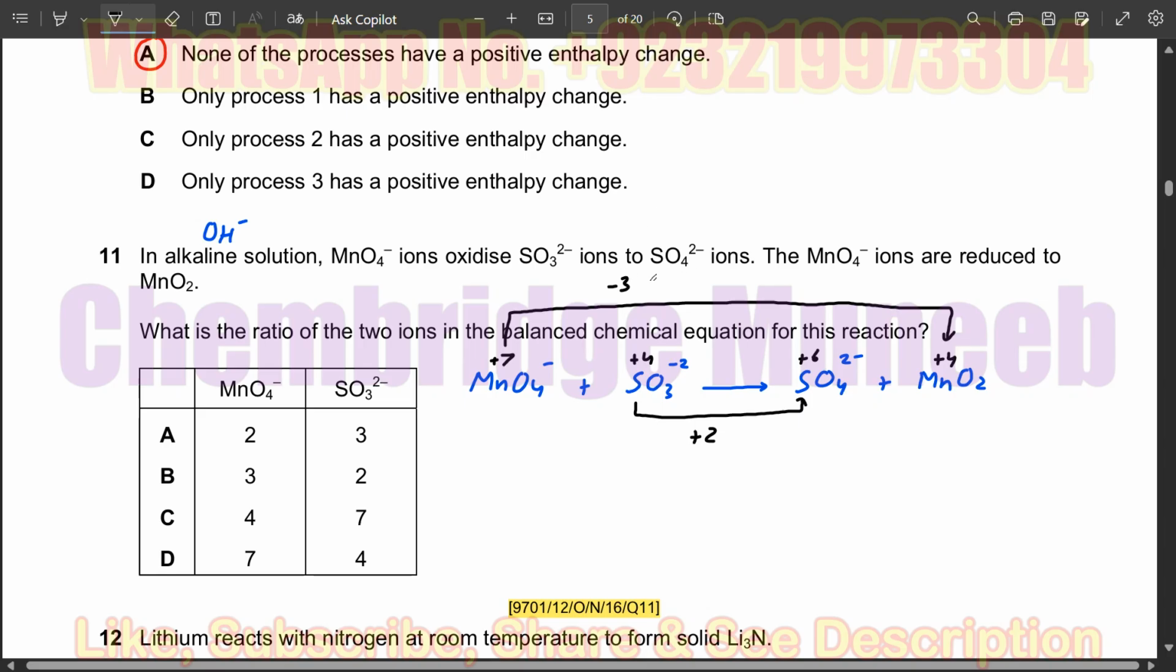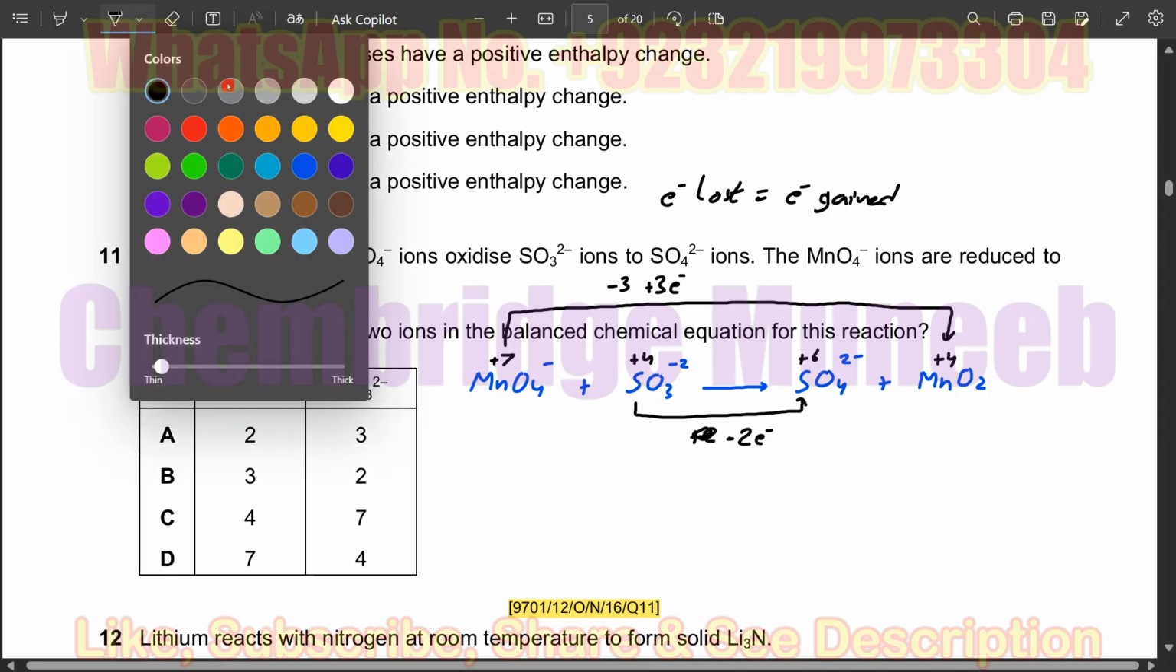So I can write it like this: 3 electrons gained in case of manganese, and in terms of the sulfur, there are 2 electrons which are lost, -2 electrons. Now the electrons must be equal. We know the rule of redox reactions, that electrons lost must be equal to electrons gained.